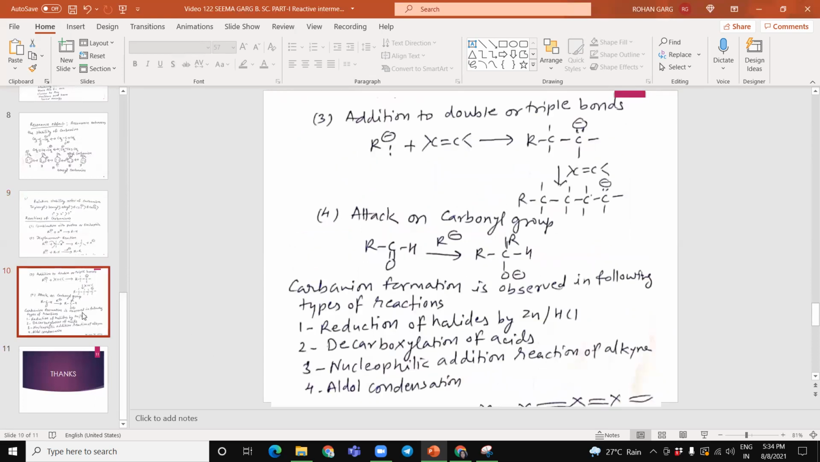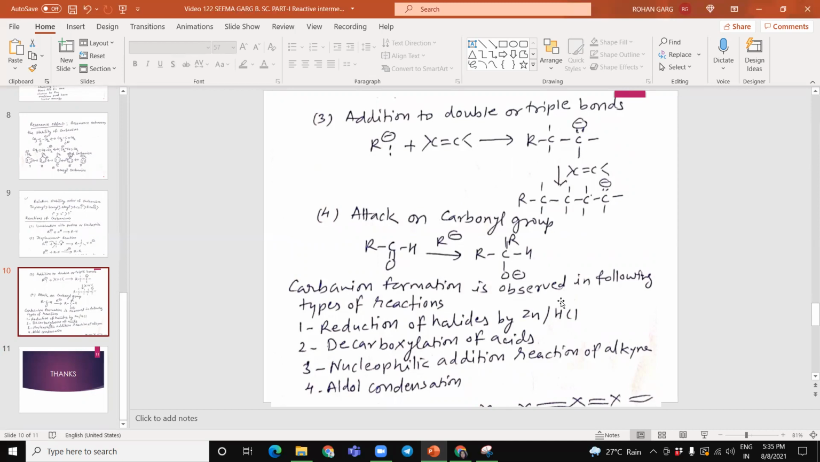Next, addition to double or triple bond, it will form polymer compounds. Means it easily adds to the alkene group, to this carbanion we can add the alkene group. Attack on carbonyl. This carbonyl group, carbanion can attack and it will form the anion.